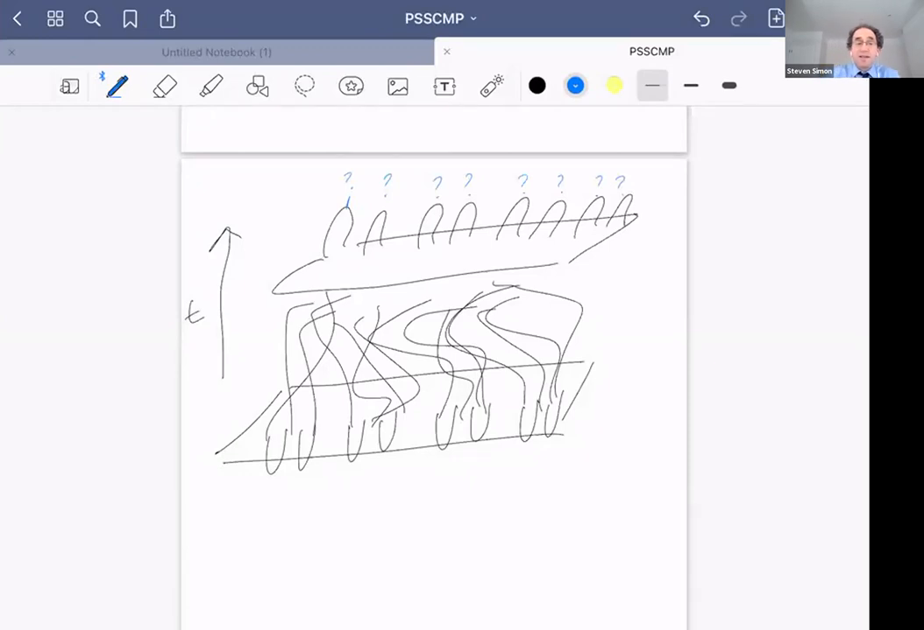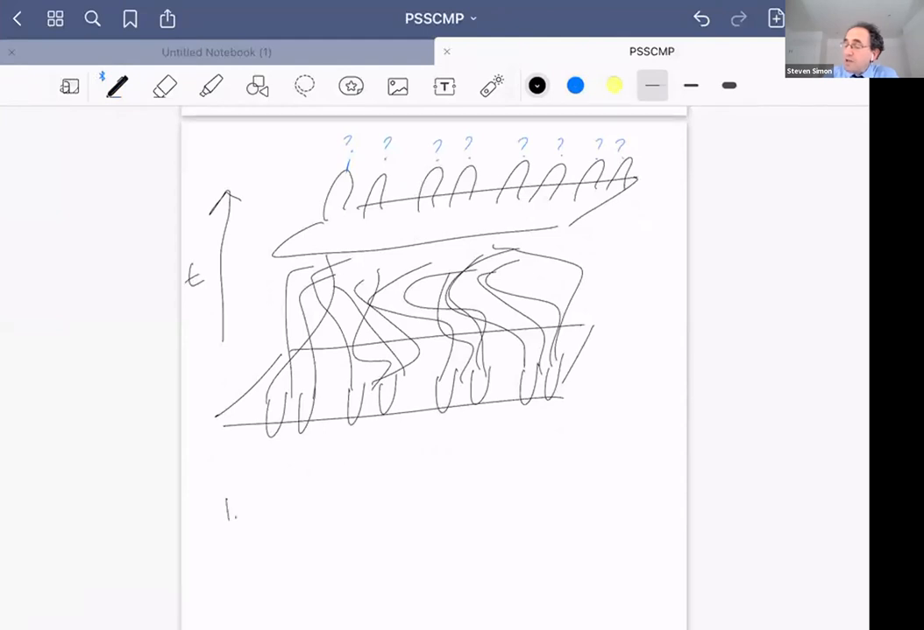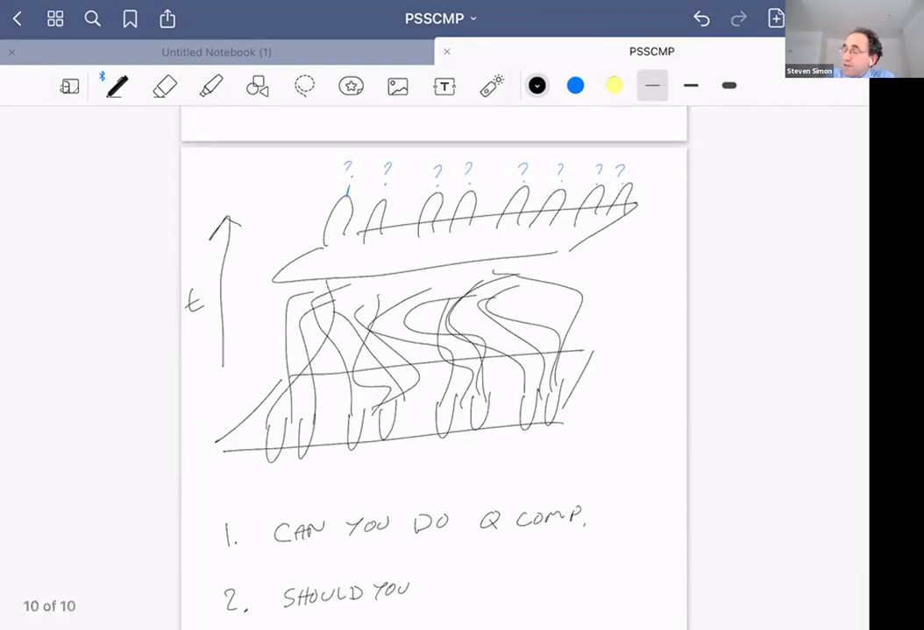Now, there's two things, I promise I won't go over too much, that I should convince you of before you agree that this is a good idea. Maybe you'll never agree this is a good idea. The first thing is, one, can you do quantum computation this way? And two, should you? Why would you want to do quantum computation this way? So let me attack the first question first. Can you do quantum computation this way?